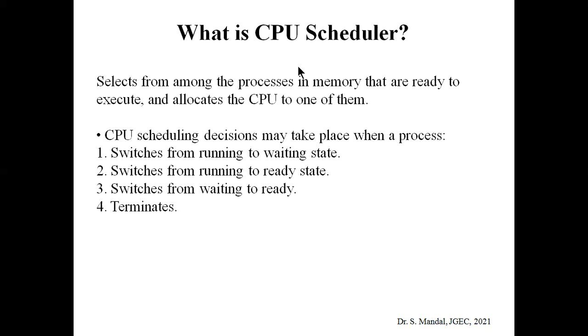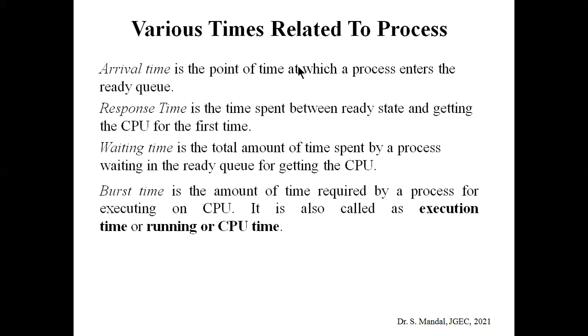Now whenever a process switches from running to waiting state, or running to ready state, or waiting to ready state, or terminates, a CPU scheduling can occur. Okay, now before starting the different algorithms associated with the CPU scheduling, let's familiarize ourselves with some important terms that are associated with the CPU scheduling, like various terms related with the process.